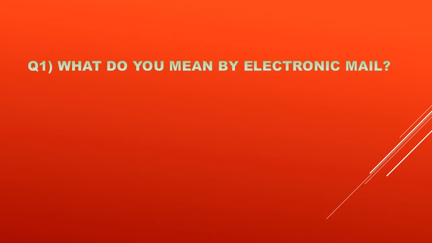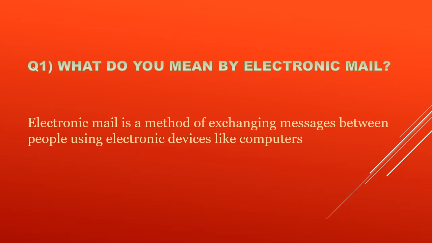The first question is, what do you mean by electronic mail, also known as email? Electronic mail or email is a method of exchanging messages between people using electronic devices like computers. Nowadays, we can even do email with the help of mini laptops, tablets, mobile phones, and so many other gadgets in the market. But earlier, only computers were there. Only computers were the means of communication.